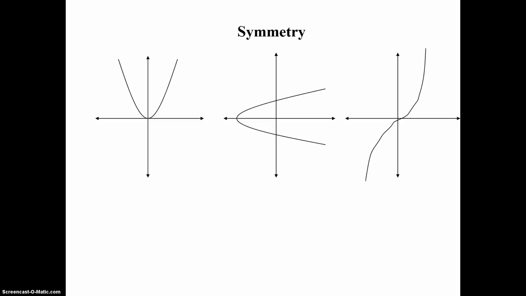Okay, moving on now to symmetry. There are a lot of functions that you will be seeing in the future that will have symmetry. For example, we have this parabolic function, which has symmetry about the y-axis. The next picture or graph that's shown has symmetry about the x-axis, and the next one has symmetry about the origin. Okay, so you're going to have to remember that.